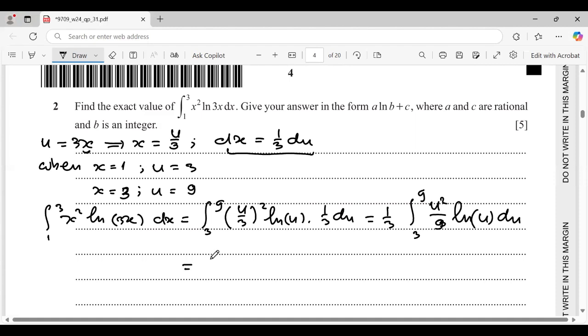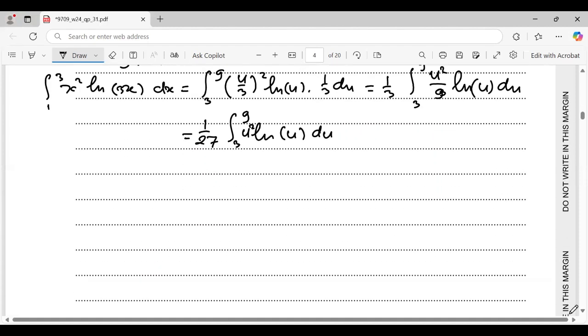So it becomes 9 times 3, 1 over 27, integral 3 to 9 of u squared ln u du. And the next step is integration by parts. Let phi equal ln u.